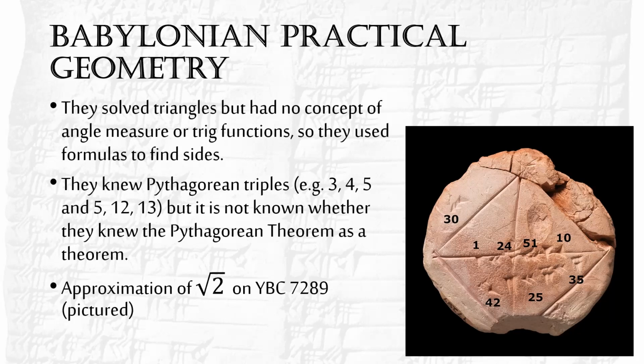This is YBC 7289 showing an approximation of the square root of 2. And if you look at the digits here, these are sexagesimal decimals. Well, what we would call decimals, this is sexagesimals, okay? It's 1.245110.